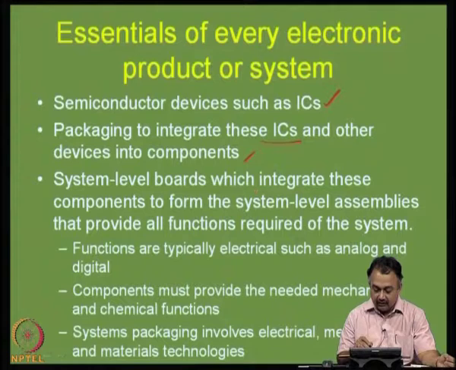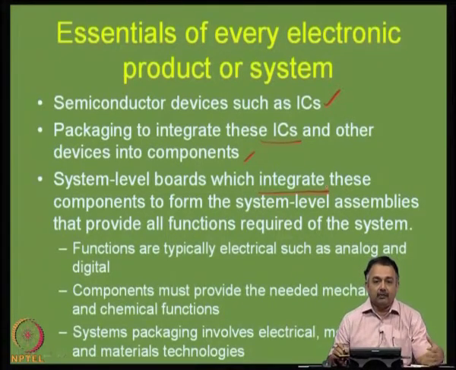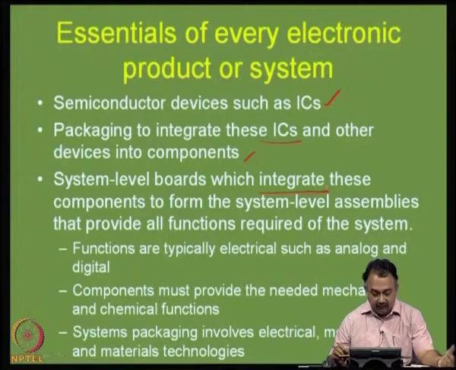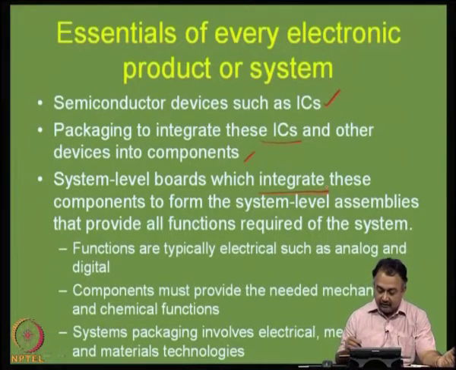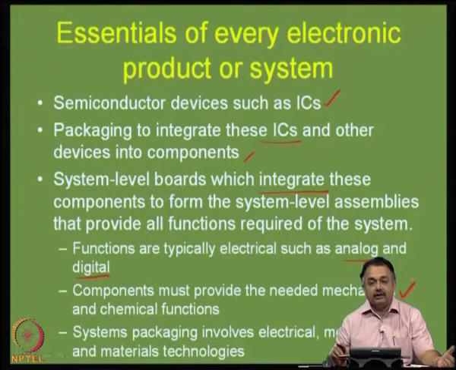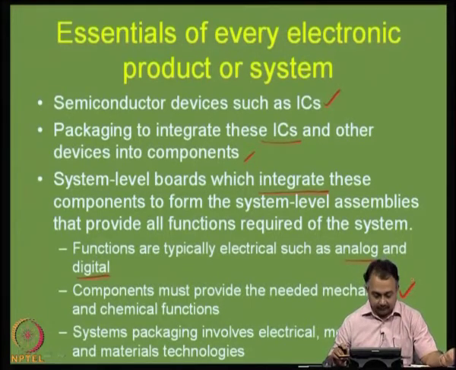So, there is a large degree of integration that takes place, because components are mounted on boards and there are interconnections between boards and they form system level assemblies. It can be a sub assembly, various sub assemblies interconnected again by connectors, wires and so on to form a main system. So, in all of these, the functions that are required of a typical electronic system will be electrical interconnections, and the functions can be classified as analog or digital. Components must provide the needed mechanical and chemical functions, because they require rigidity, sturdiness for a particular product, and in some cases there are certain chemical functions that will be expected from a product, especially in the case of bio applications.